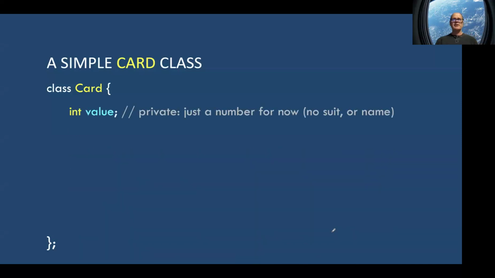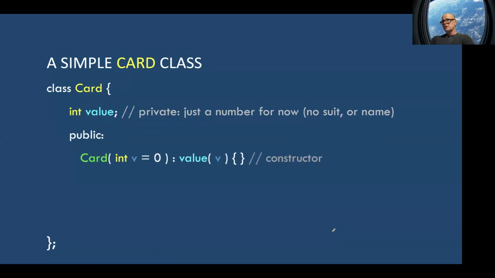So a card is just going to be a super simple class for us right now. And we're going to give it a value. We're not going to give it hearts and spades and stuff like that. We're just going to give it a number for now. And we want our card to have a constructor, right? So if somebody gives us a value for the card, a V value, we're going to stuff it in the value data member here, right? So this is our constructor initializer, okay?